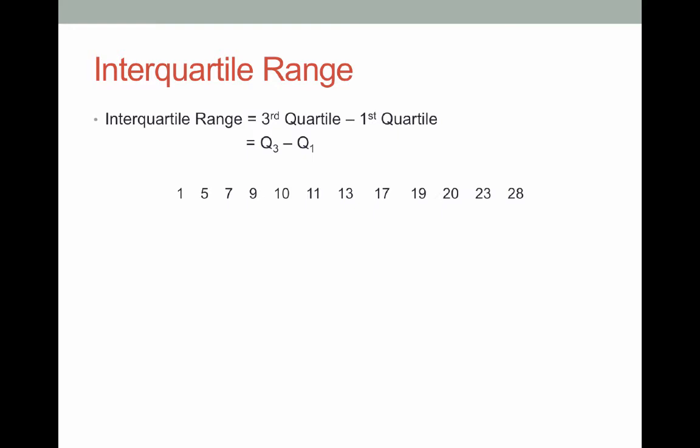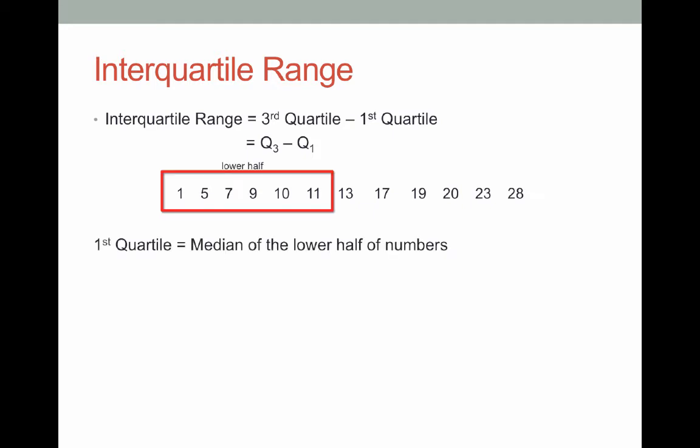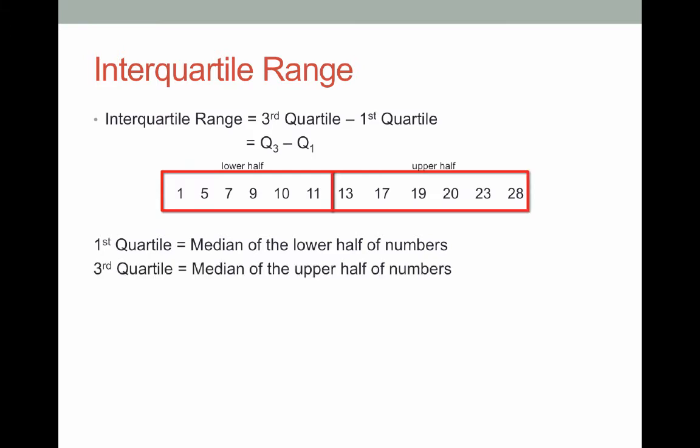So let's take a look at a set of scores. Here we have 12 numbers, and I want to find the third quartile and the first quartile. Here's how I do it. I take the lower half of the numbers, and I find the first quartile by finding the median of those numbers. And then the third quartile, you might have realized, is the median of the upper half of those numbers. You'll see that there are 6 numbers in the bottom half and 6 numbers in the top half. It's important that both sets of numbers have the same number of numbers in them.